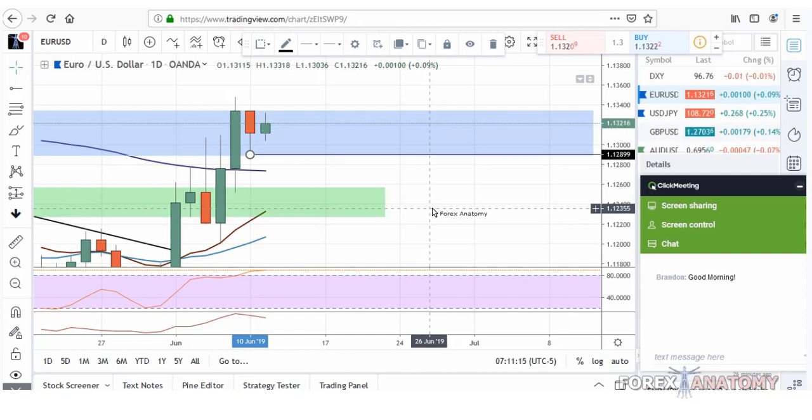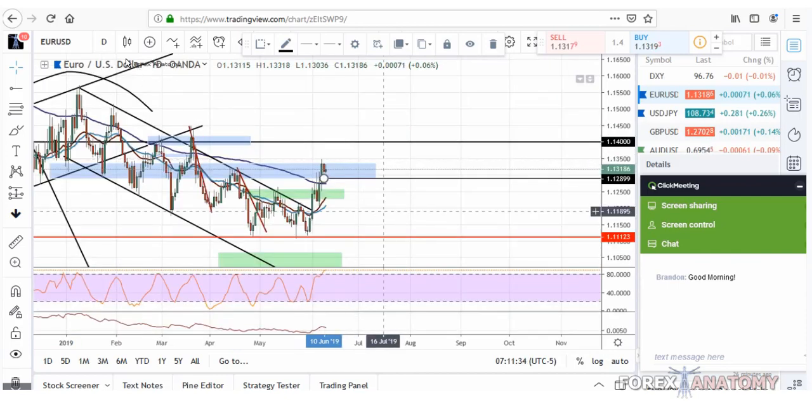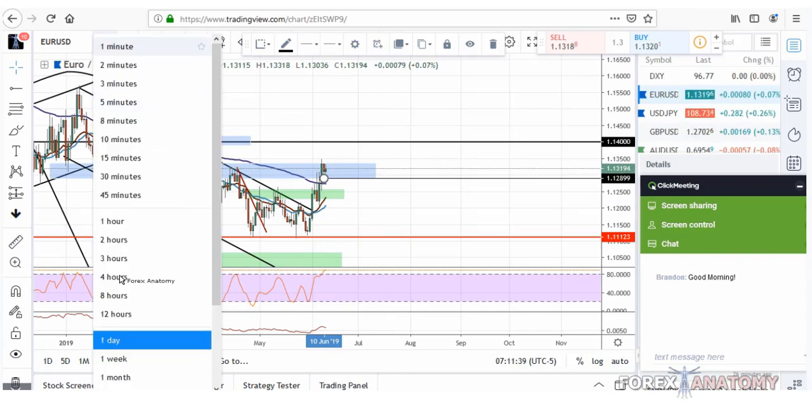So typically we start with the weekly and then we work our way down. In this case, we started with the daily because we felt there was no need to go to the weekly. But what we want to do is drill deeper and try to figure out what's happening on this pair. So if we zoom out, and go to the 4-hour chart, let's do that now. Go to the 4-hour chart.